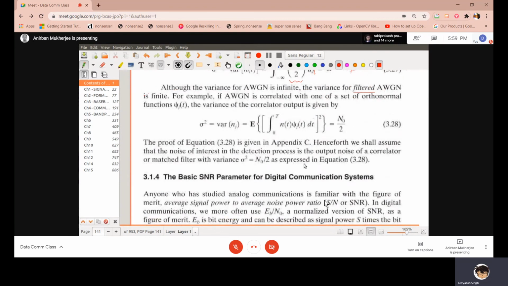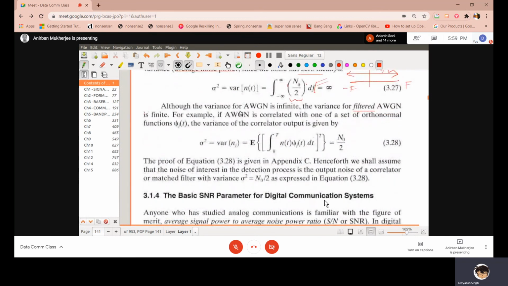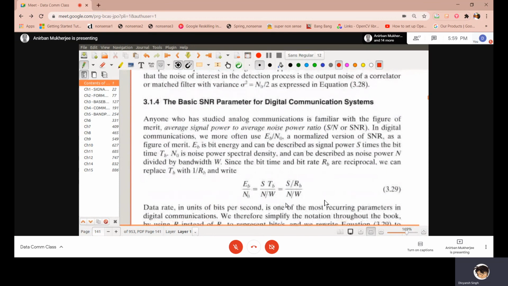Monday I will not take the class, but most probably I will take the class tomorrow from 5 to 6. So we will discuss in the next class about power spectral density, this filtered AWGN and AWGN, and then Eb by N0. This is also a very important figure of merit. Eb by N0 is a normalized signal to noise ratio. This is the basic SNR parameter for digital communication. In the analog system, we talk about SNR, but in the digital communication system, we talk about normalized SNR, that is signal power by noise power, something like Rb by W. That's why we say normalized.